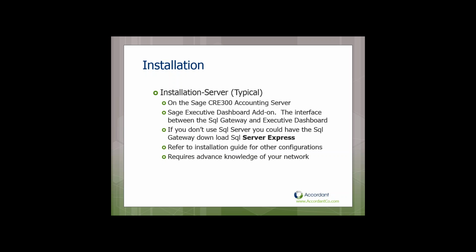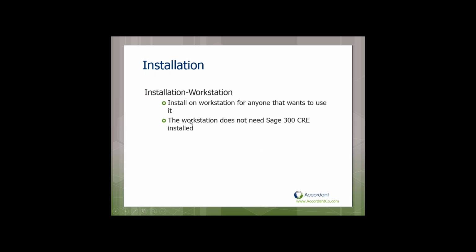And there's other types of configurations that they talk about in the guide, if it's outside the normal, typical installation. So there's a server component. There's also a workstation component, which is really for anyone that wants to use it. The nice thing is the workstation doesn't actually need to have Sage 300 installed. So for those users that are just planning to run reports, you don't necessarily need to have Sage 300 to access those reports. You can do it from the executive dashboard.